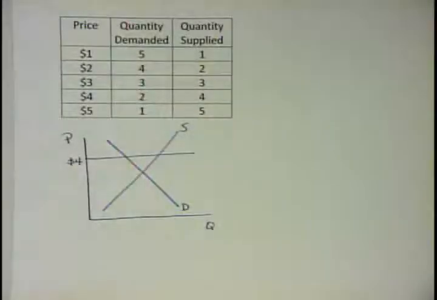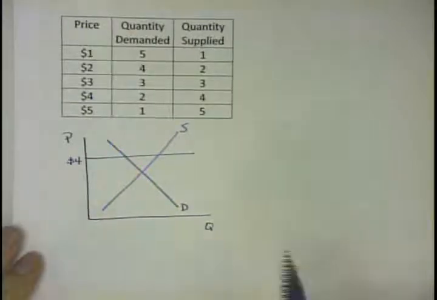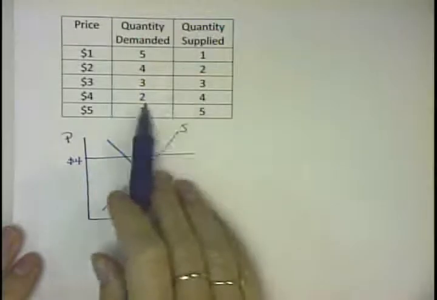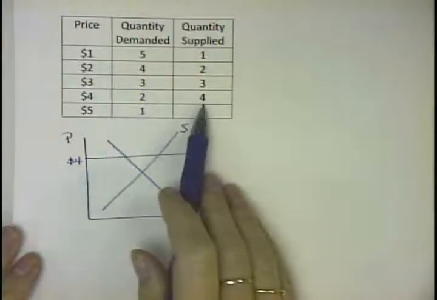Now we need to see what happens if we're not at equilibrium price and quantity. So in this case, let's say for some reason the price is set at $4. Okay, at $4, what's happening here? Our quantity demanded is now less than quantity supplied. The amount we want to buy at $4 is less than the amount that sellers want to sell.